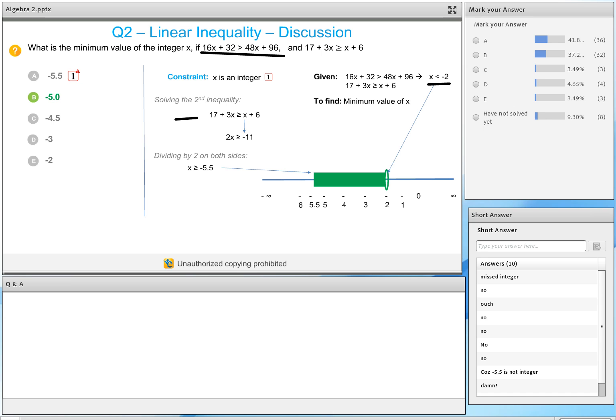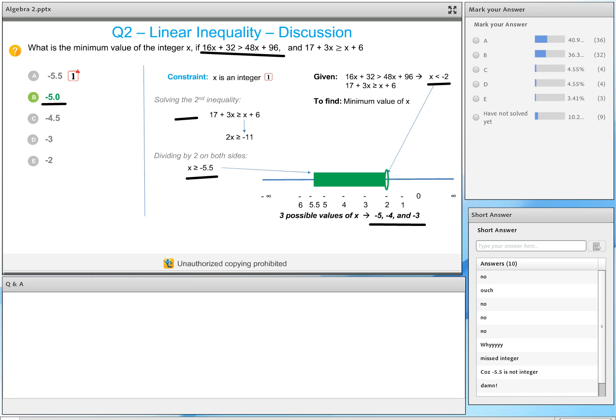So you now plot this on the number line. Again, x is less than minus 2, so minus 2 is not included in the solution. So what you have is minus 5, minus 4, and minus 3 as the possible integral values of x. Okay, x is greater than or equal to minus 5.5, x is less than minus 2. The three possible values of x that come about over here from these two constraints are minus 5, minus 4, and minus 3. We needed to find the minimum value, which is minus 5.